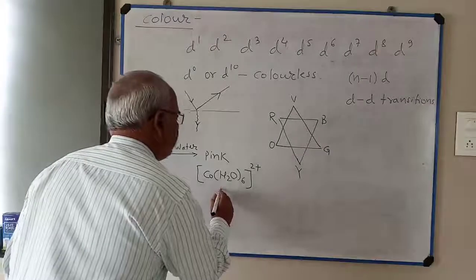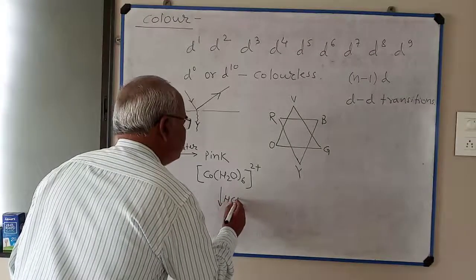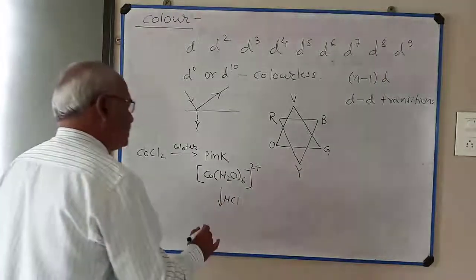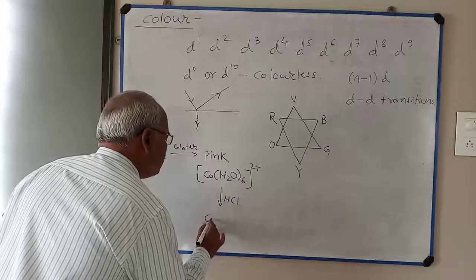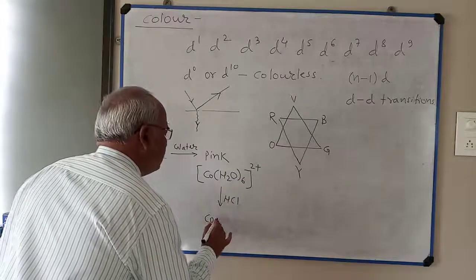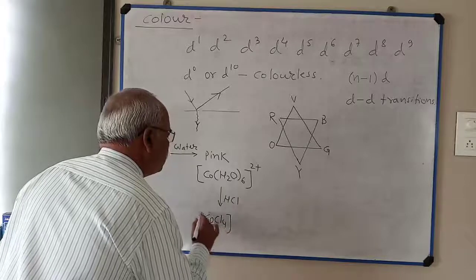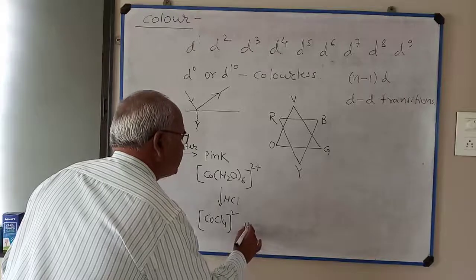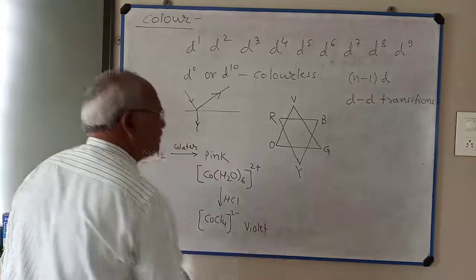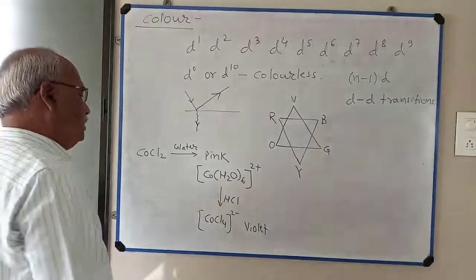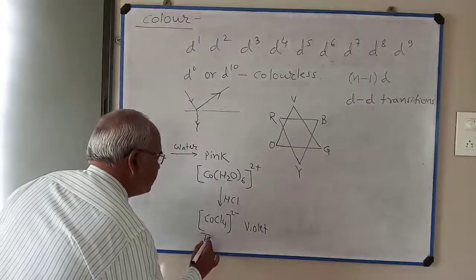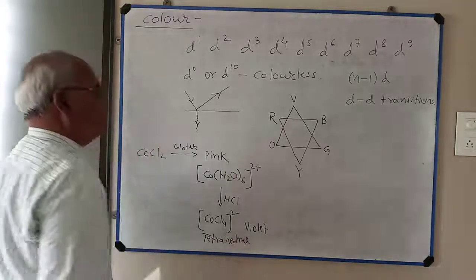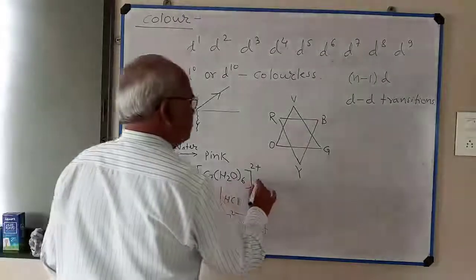When concentrated HCl is added, the complex is converted into another complex, [CoCl4]2-, and this is violet in color. This is a tetrahedral complex. And this is an octahedral complex.